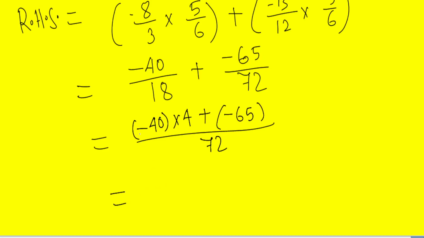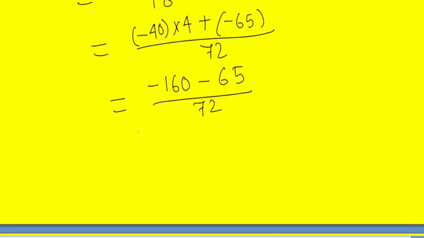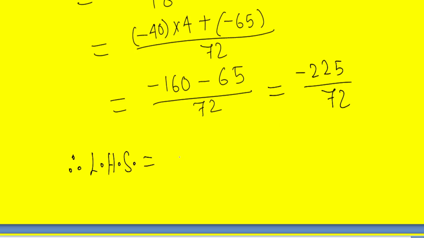Now minus 40 multiplied with 4 will give me minus 160. Positive and negative is negative 65 whole upon 72. Now see here. Negative and negative will be added. It will become minus 225 whole upon 72. So therefore left hand side is equal to right hand side. Verified.